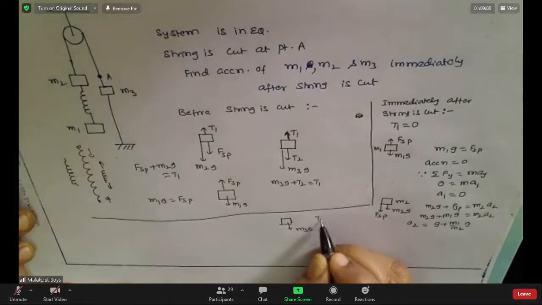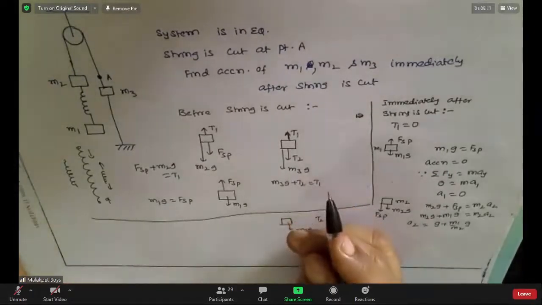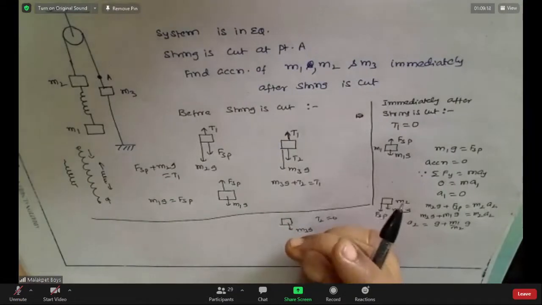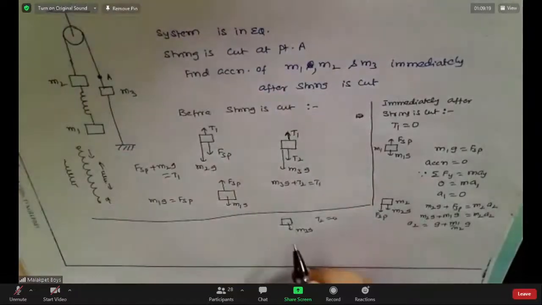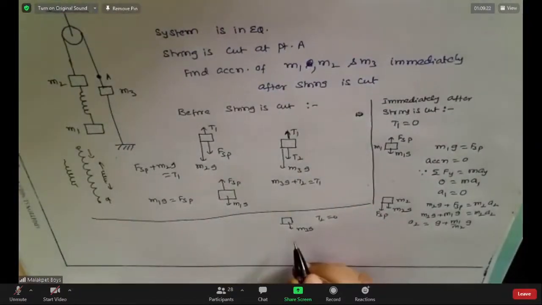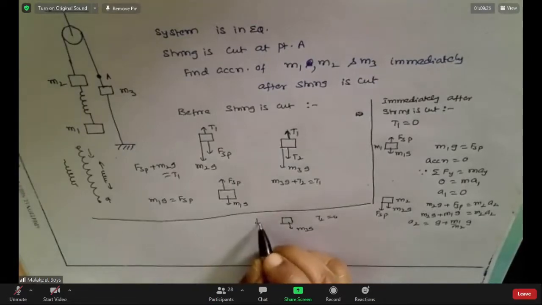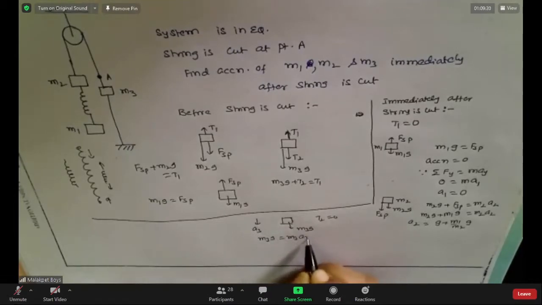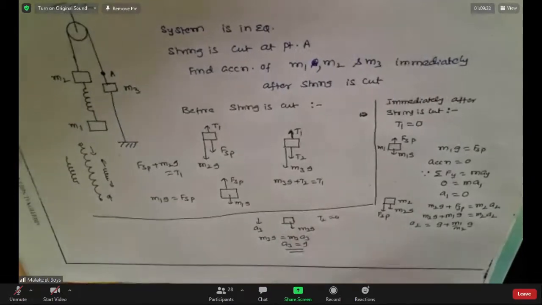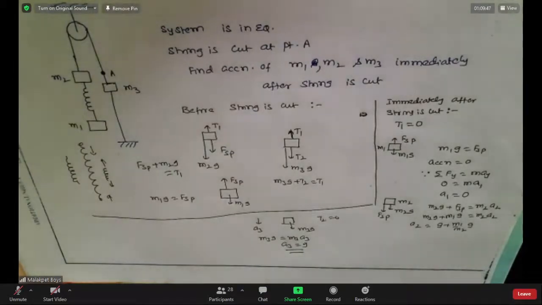Remember, the string should be pulled by something. When you get tension, the string should be elongated. When somebody pulls, there will be a tension. Do you agree with this? Yes, sir. Understood this? Is it clear? Yes, sir. Clear.